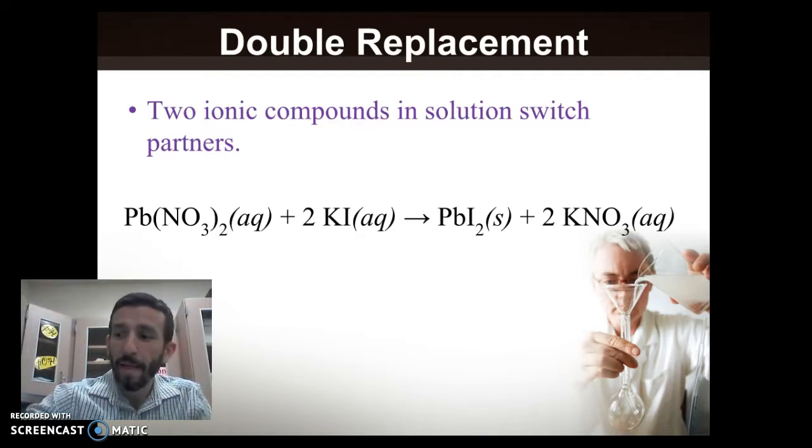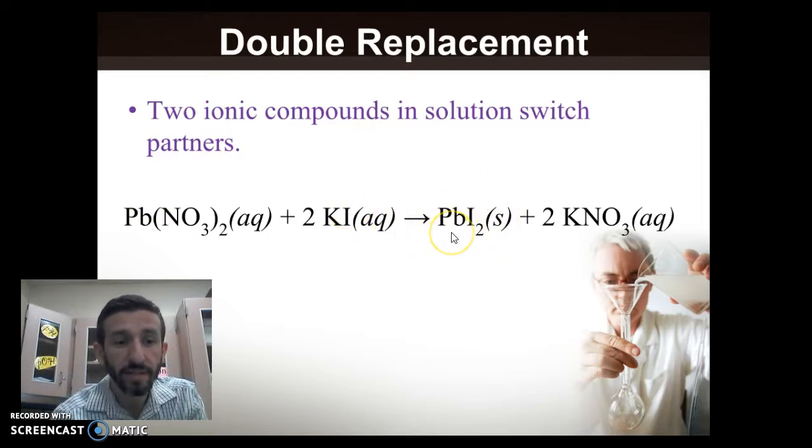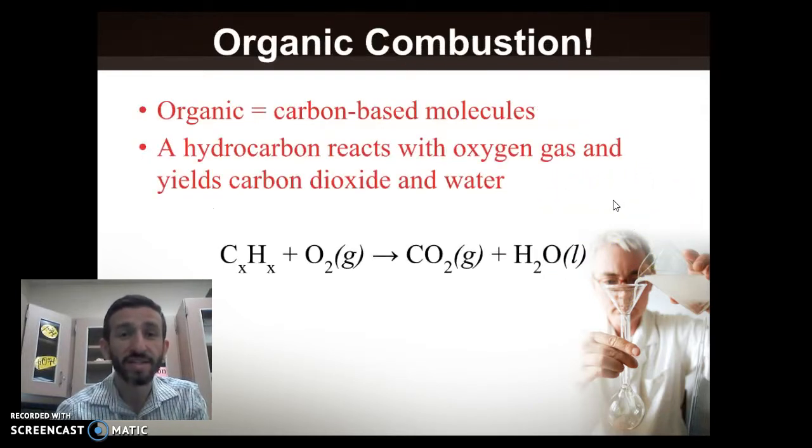All right, so what happened in this reaction is the lead bonded with iodine, and it makes a solid right here. This is lead iodide, that yellow precipitate, the solid. And then the potassium bonds with the nitrate, and that's the clear solution that we see on top. All right, and then our final type of reaction is called an organic combustion reaction.